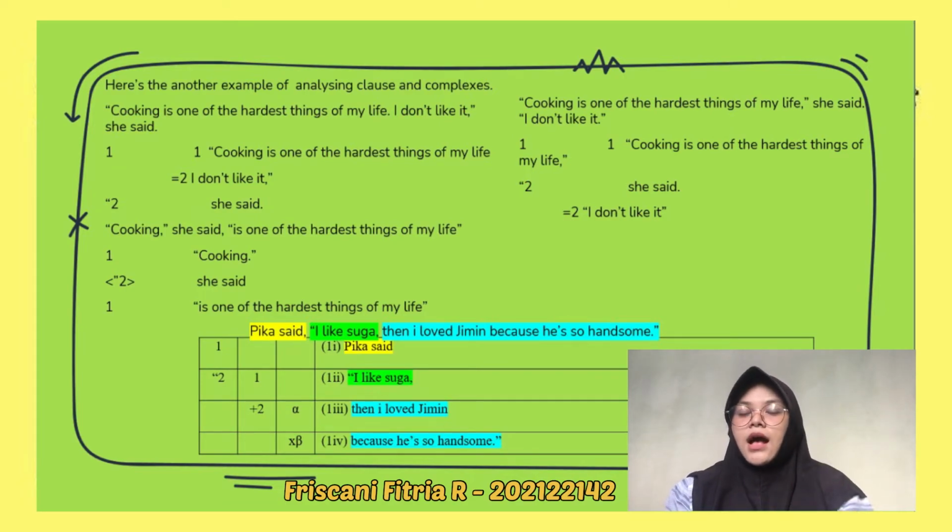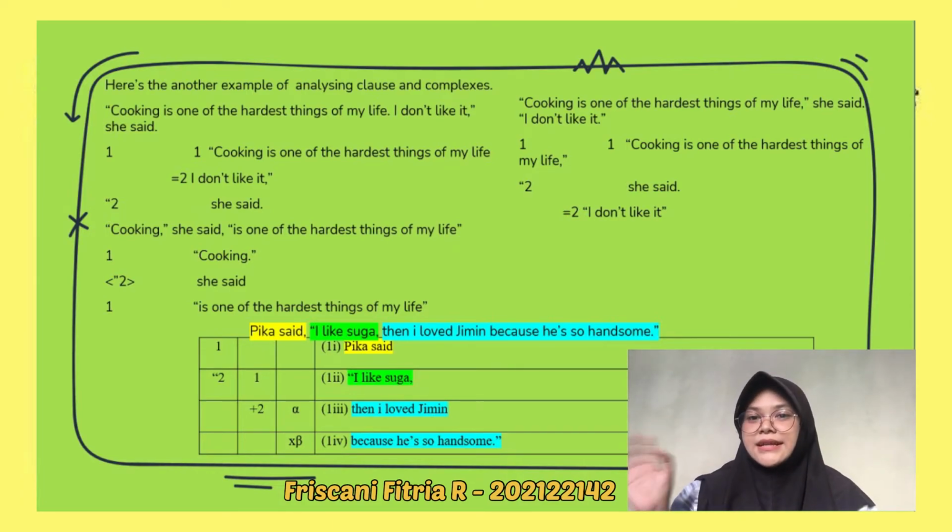I will continue the presentation by explaining another example. So, there is a sentence on the screen. "Cooking is one of the hardest things of my life. I don't like it," she said. There are like 3 clauses in that sentence, but how do you label it?